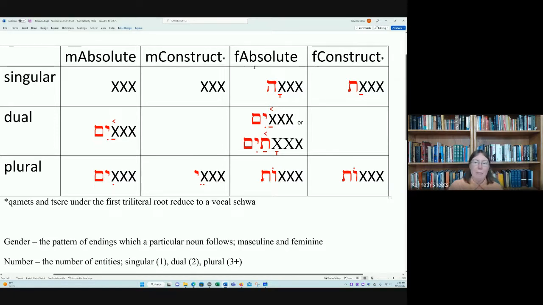Then as well here, feminine singular construct, ath, and then feminine plural construct, oth here as well. So these then are going to be those particular noun forms. And you'll notice that we have that same note here associated with the feminine singular construct. Qamets and tsere underneath the first triliteral root reduced to a vocal schwa. So these are, again, those noun endings that we're going to be dealing with.